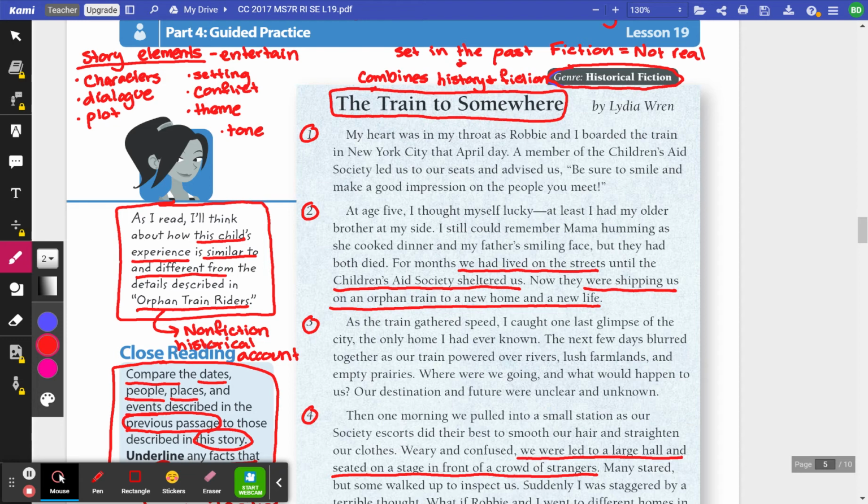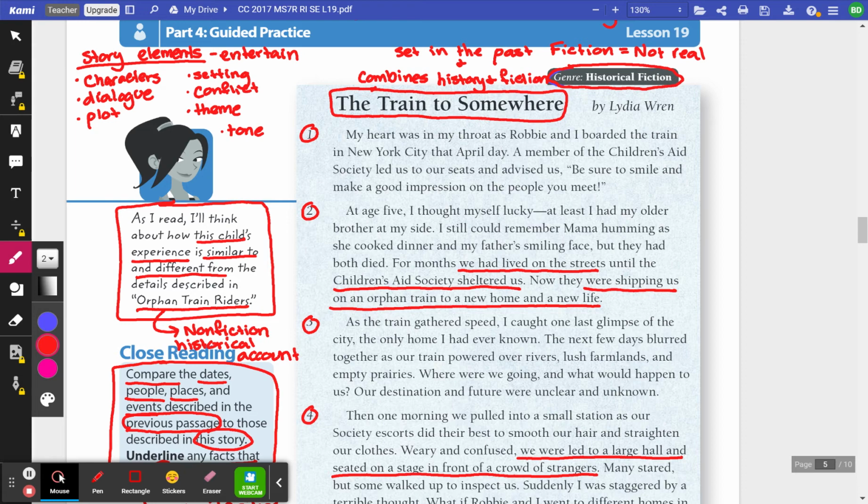The next thing I underlined says, "the Children's Aid Society sheltered us." So, based on the previous passage, I already know a little bit about the Children's Aid Society. I know that, well, number one, it's mentioned in the historical account. And I know the Children's Aid Society gave shelter to all those orphans who were living on the streets. And then I also underlined that they were shipping us on an orphan train to a new home and a new life. So I know the Children's Aid Society was responsible for this first orphan train movement.